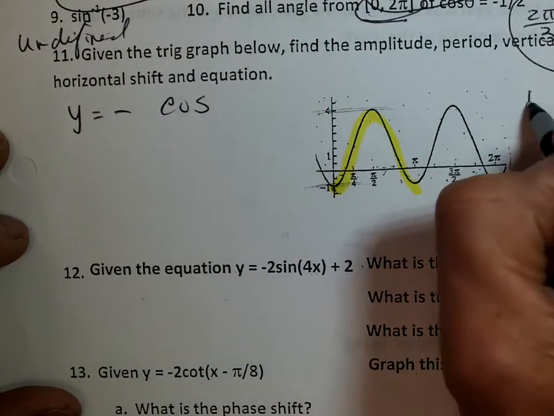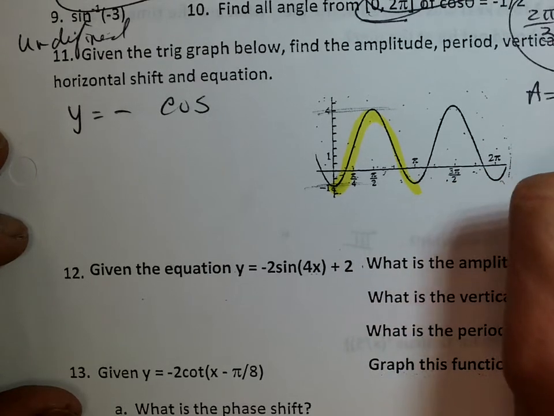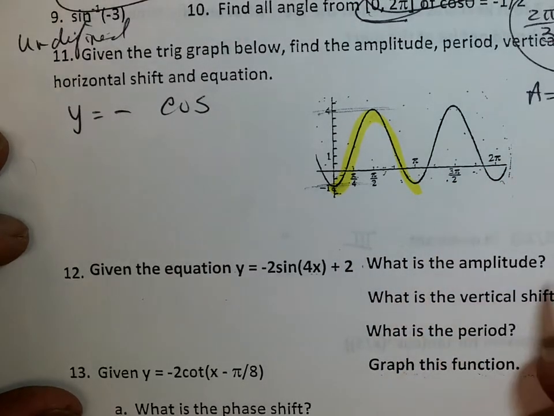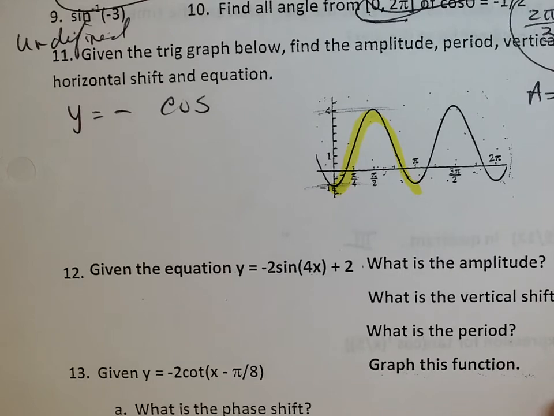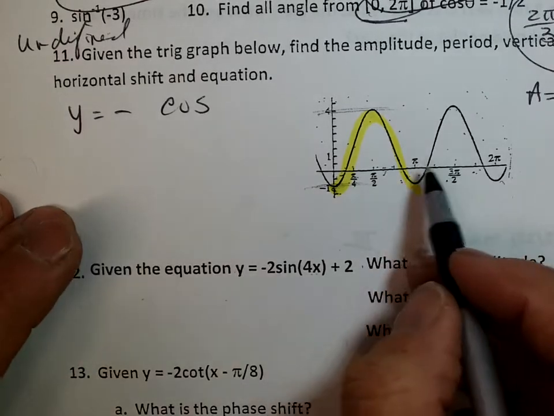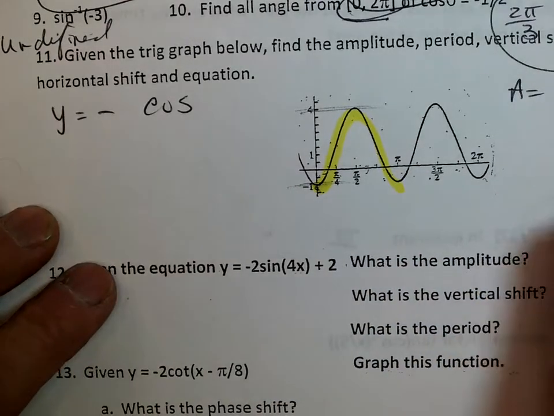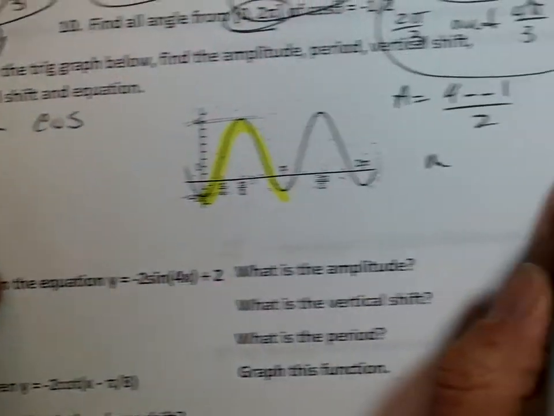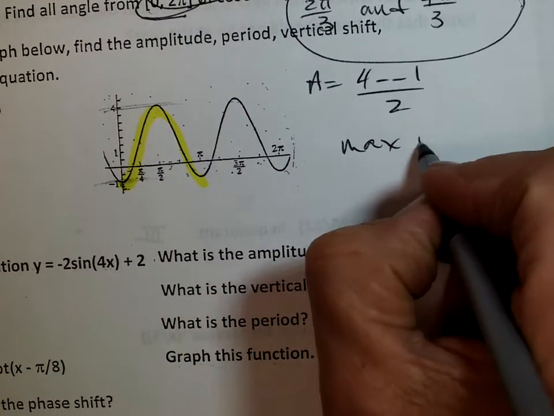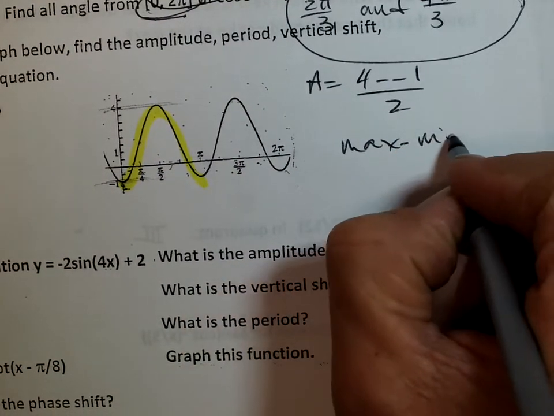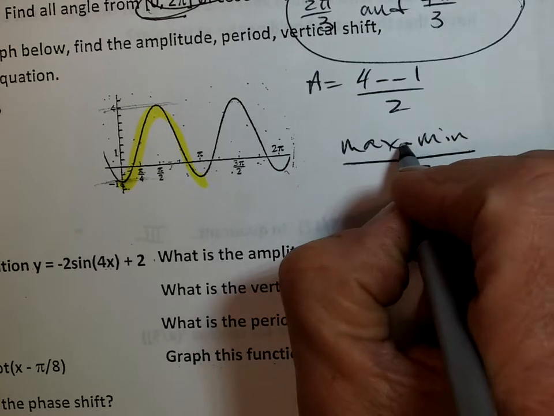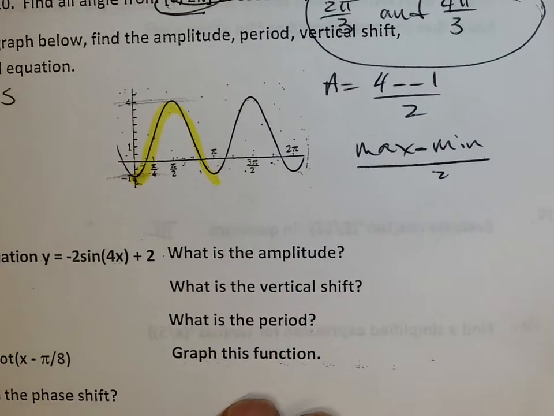so my amplitude's going to be 4 minus negative 1, over 2. Max minus min divided by 2. So it's your maximum minus your minimum, divided by 2, will always give you your amplitude, always. Okay, if you can find the midline, it's easier, right? Yeah. So the midline is in there.